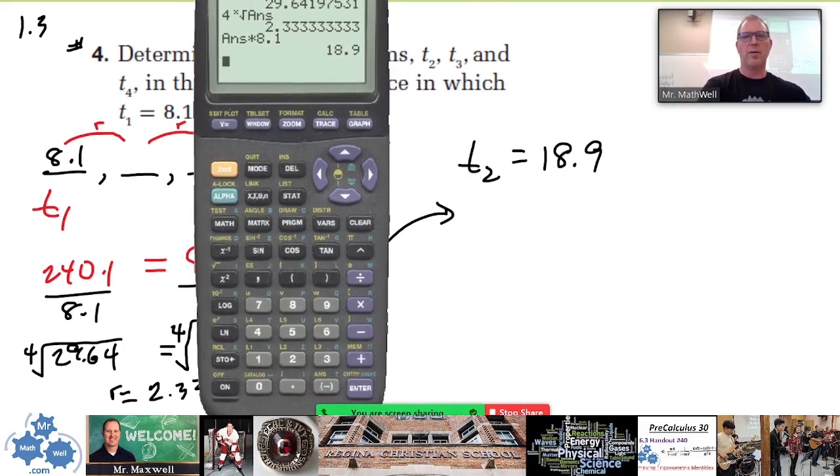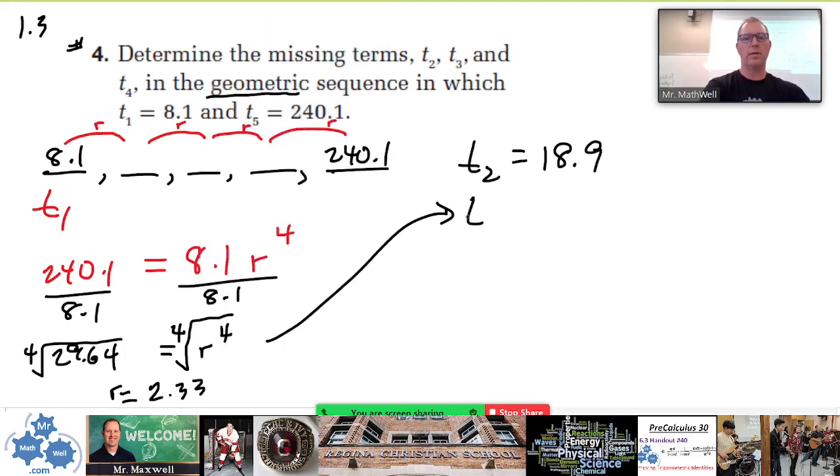So I would take now this 18.9 and I would multiply that again by r. So, good idea to put a whole bunch of decimals there, or do your 7 over... Could you just do it times 7/3? Yeah, or you could do times 7/3. Yep, as we mentioned. So 44.1. So T3 is going to be 44.1.